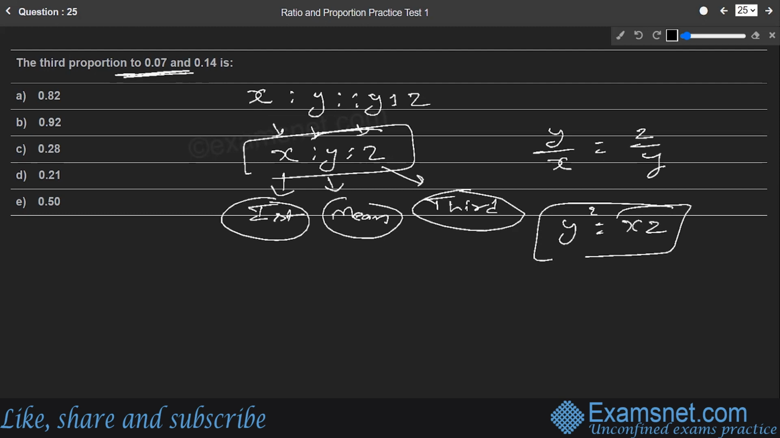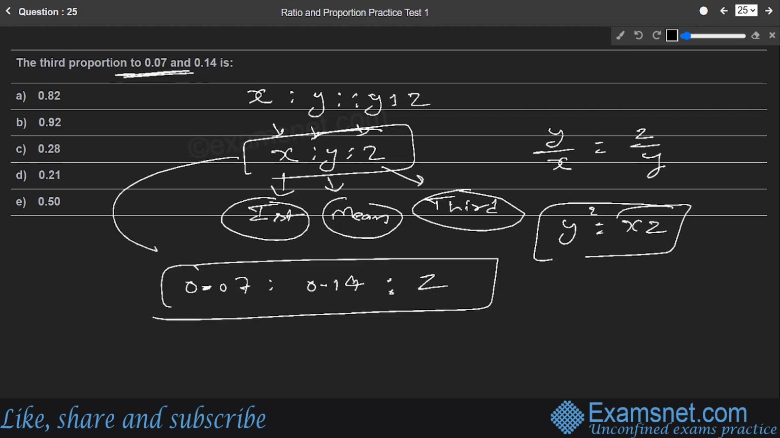Okay, so what do we have in this question is the third proportion to 0.07 and 0.14. That means 0.07 is the first proportion, 0.14 is the mean proportion, that is the in-between number, and third proportion they're asking for. So let us say the third proportion is z. So we have the connection of x is to y is to z as 0.07 is to 0.14 is to z.